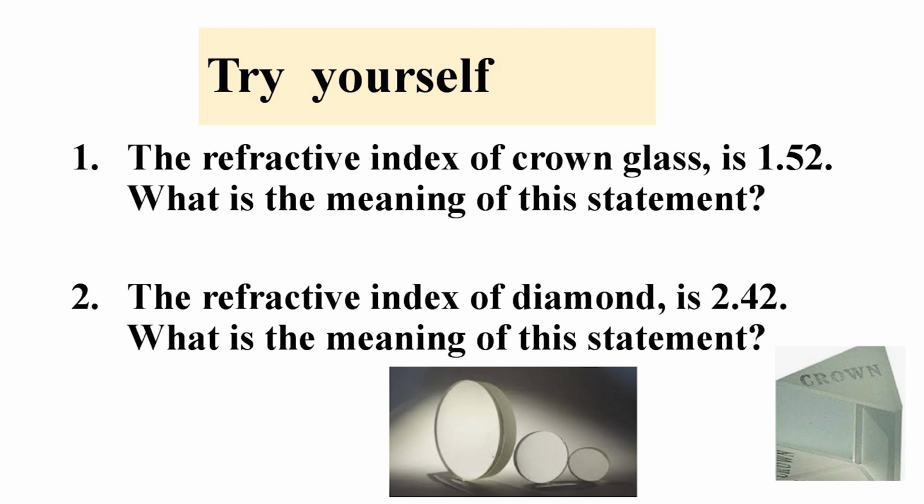The refractive index of crown glass is 1.52. What is the meaning of this statement? So, crown glass is going to be used in the construction of optical devices like lenses as well as mirrors. The refractive index of diamond is 2.42. What is the meaning of this statement? You have to write the meaning for these two statements.